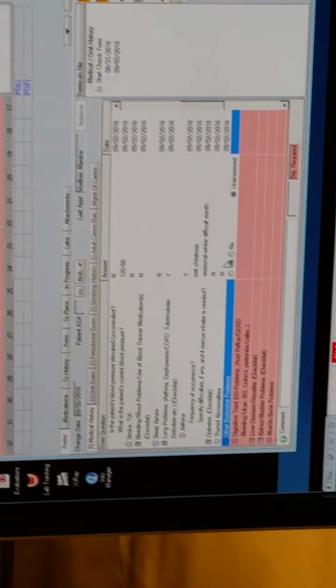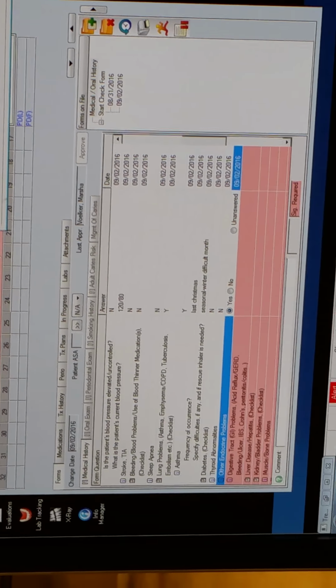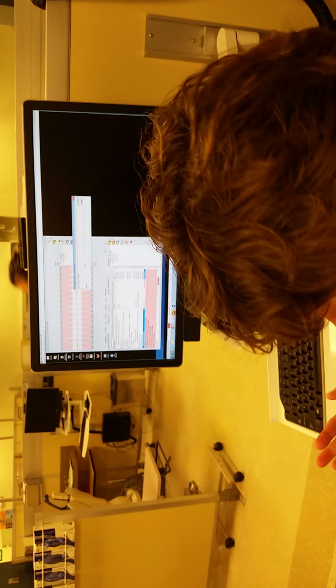Let's see what goes under yes. It says specify endocrine system. Some people may have problems with their parathyroid, so you've got to think about that. Pituitary gland, stuff like that. So look up your endocrine system and review that from physiology so you can formulate questions.